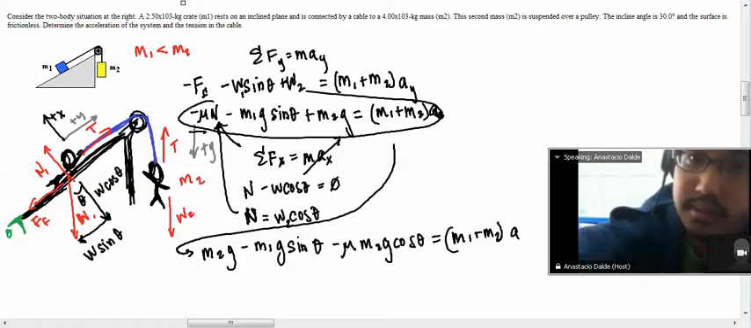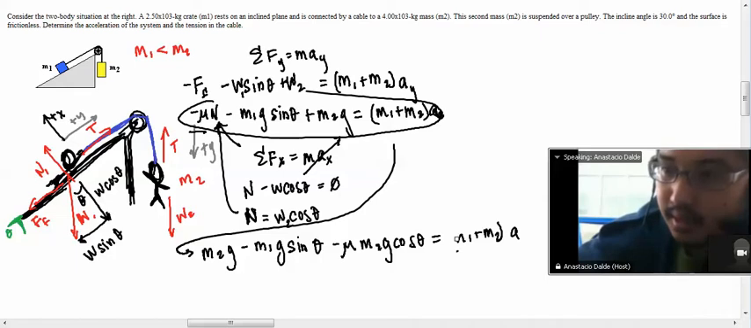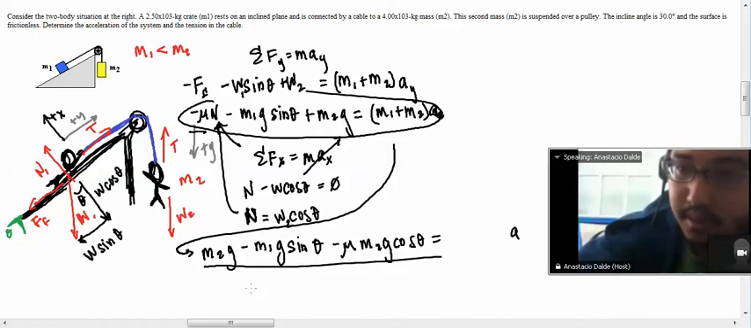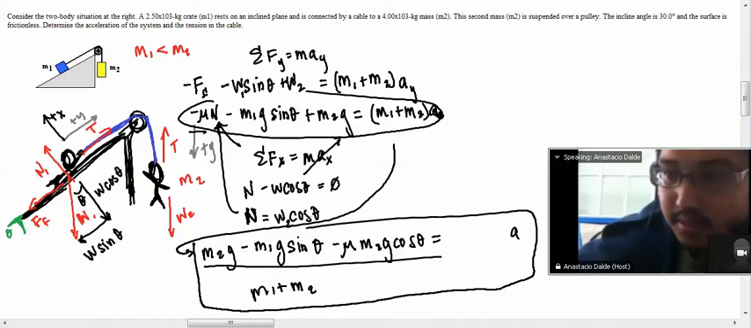Alright, now what you can do is you just take everything that's not an a, which is all of this guy right here, and drop him down slopes, all divided by m1 plus m2 equals a. Okay? And this, my friend, is the answer.